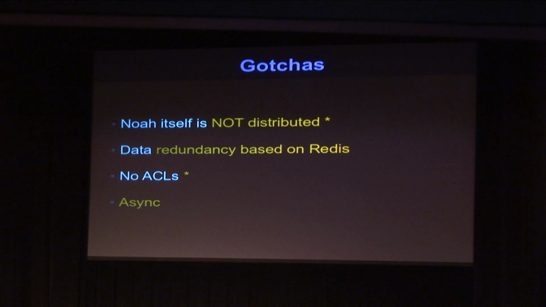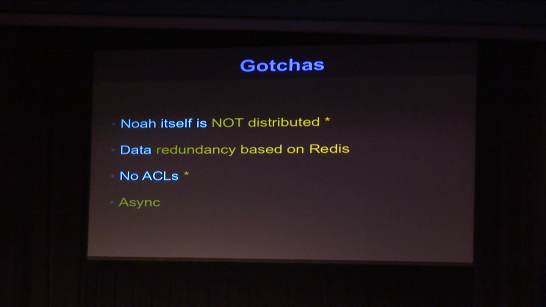Right now, the way you make Noah redundant is you add multiple Noah front ends. It's just a Sinatra app that talks to Redis, and you use Redis's native features for managing availability, master slave, possibly the new Redis cluster that's coming out in the next few releases. There are no ACLs. That may be a killer for some folks. It's very high on my priority list. It won't get a 1.0 tag until I get ACLs in place.